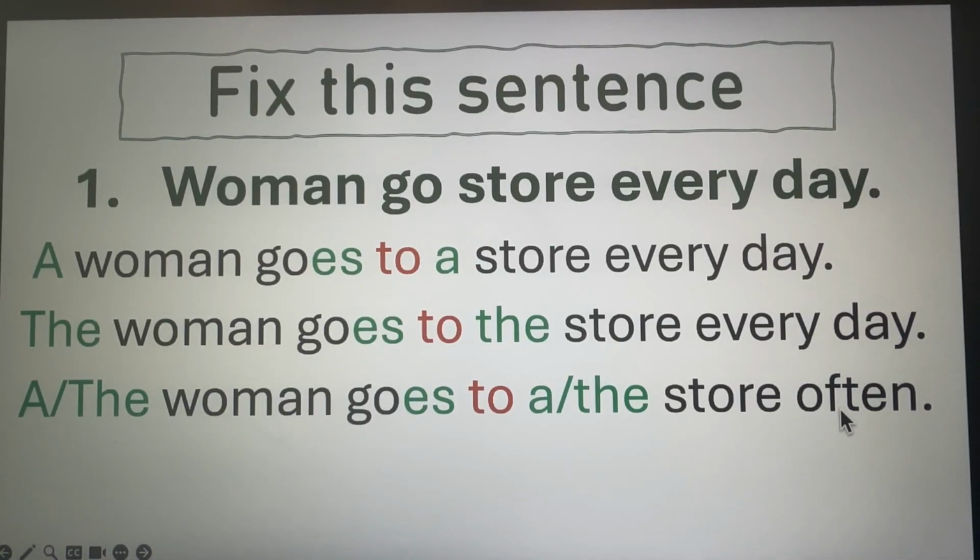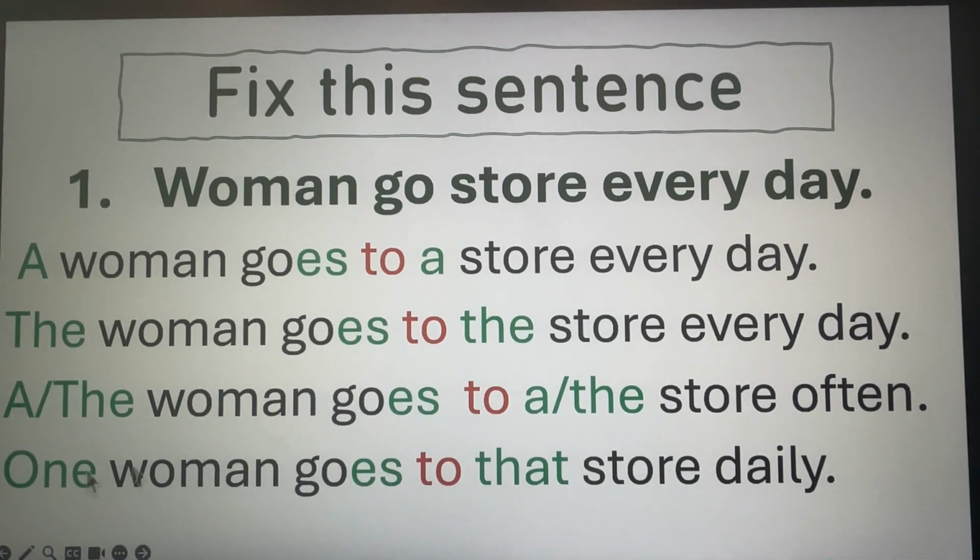Often is an anytime suggestion. And to is our direction word. One woman, we can count the woman. One woman goes to that store daily. We're pointing to a specific store. We're not in it, it's somewhere else, but we are pointing to it.